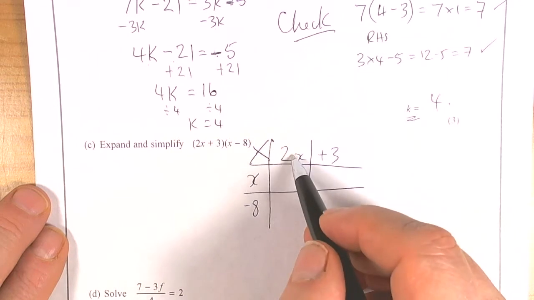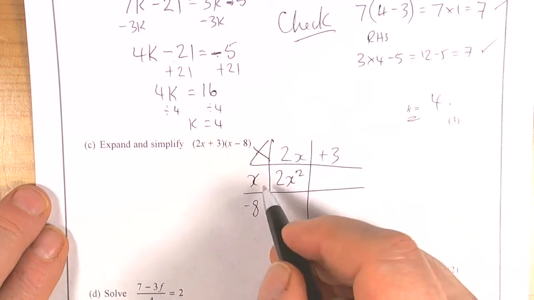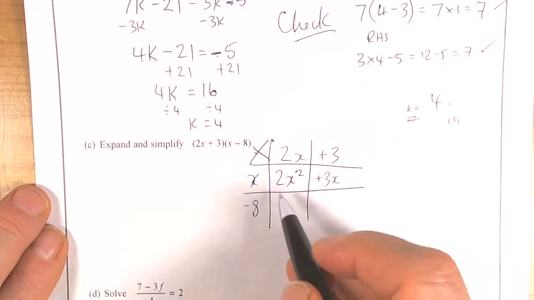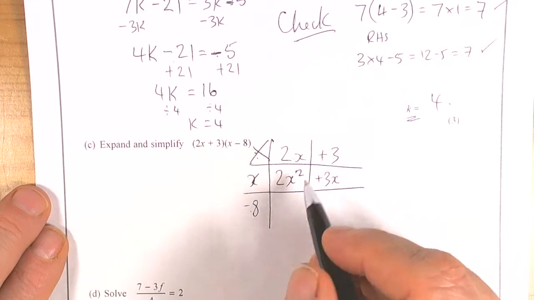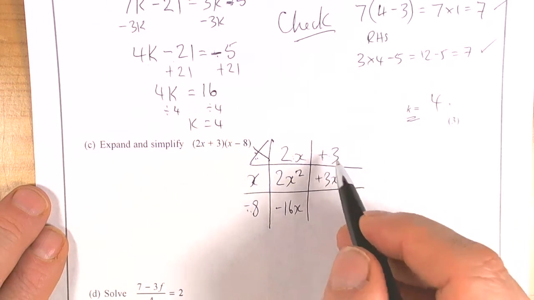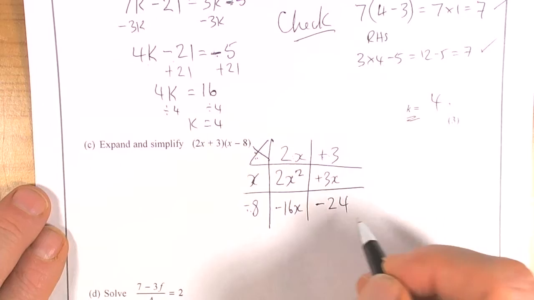So we've got x times 2x squared. We've got x times positive 3, so positive 3x. We've got negative 8 times 2x, which makes negative 16x, and we've got negative 8 times positive 3, which makes negative 24.